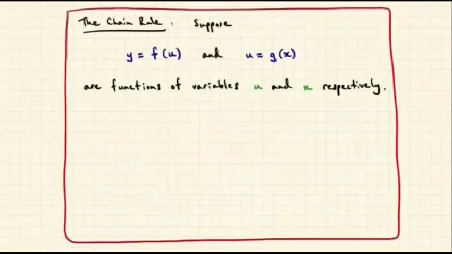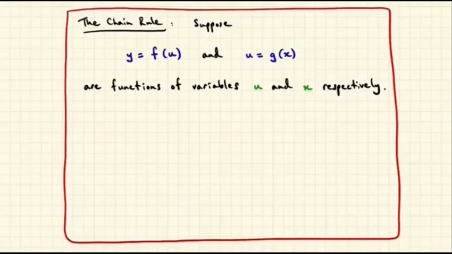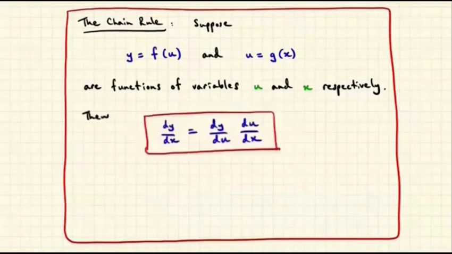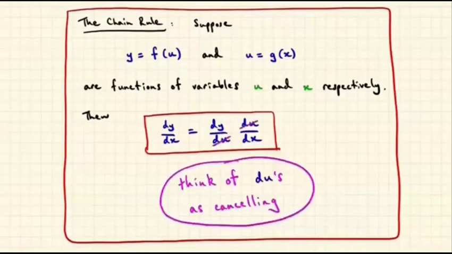Let y equal f of u be a function of the variable u, while u itself is a function of another variable x, say u equals g of x. Using Leibniz notation, the chain rule simply says dy/dx equals dy/du times du/dx. You can think of that differential du in the numerator canceling with du in the denominator, as though these were ordinary fractions.